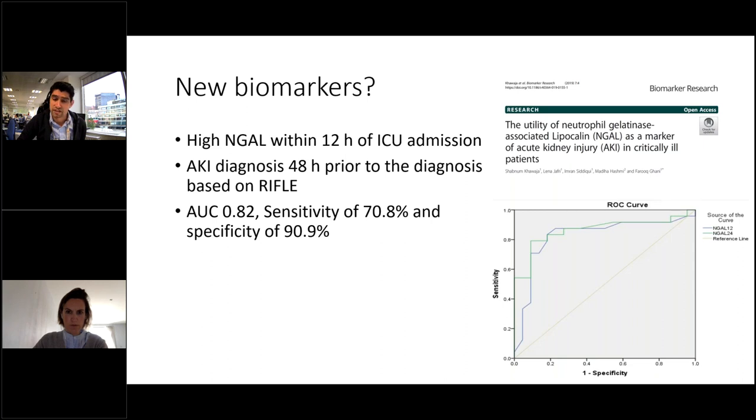It shows relatively good sensitivity and specificity, but there are problems with this assay and stability of the assay, the cost of it, and availability at point of care as well. So at the moment, we don't have anything practically better than a creatinine, but there's been a lot of work to try and investigate, especially urine biomarkers, if there's anything that can give us an indication of kidney function in a more timely manner.